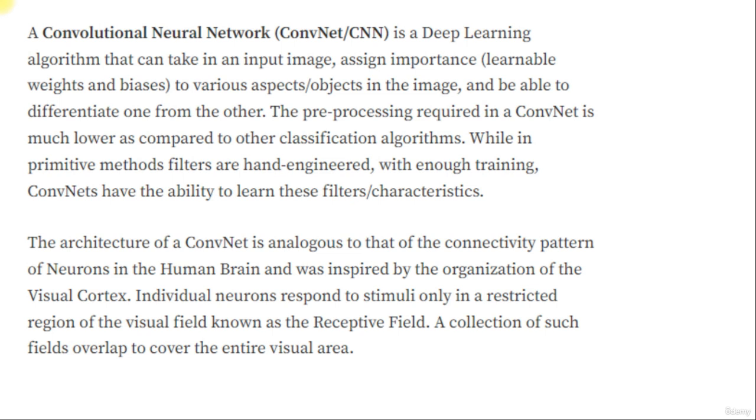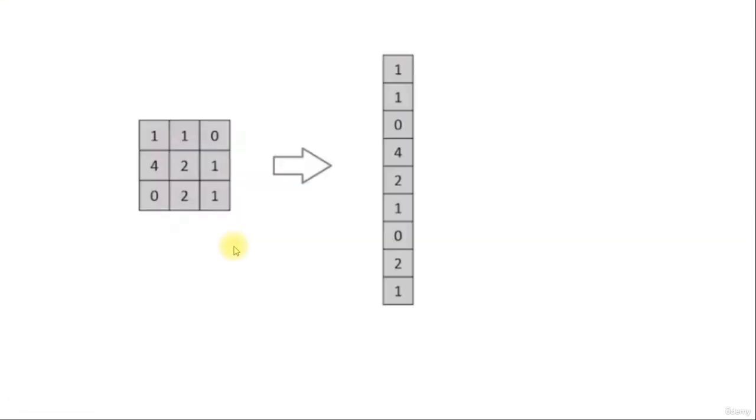The pre-processing required in a CNN is much lower as compared to other classification algorithms. While in primitive methods, filters are hand engineered, with enough training, CNNs have the ability to learn these filters and characteristics. The architecture of ConvNet is analogous to that of connectivity pattern of neurons in the human brain and was inspired by the organization of visual cortex. Individual neurons respond to stimuli only in a restricted region of the visual field known as receptive field. A collection of such fields overlap to cover the entire visual area.